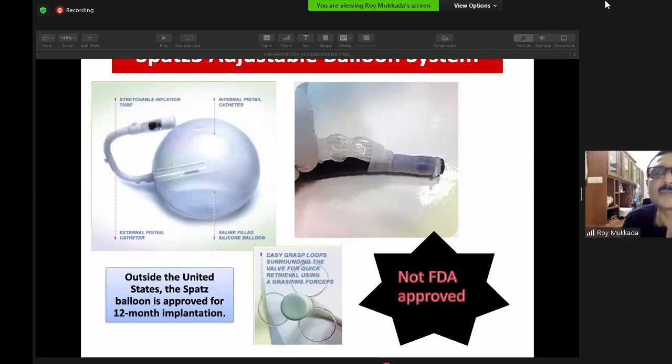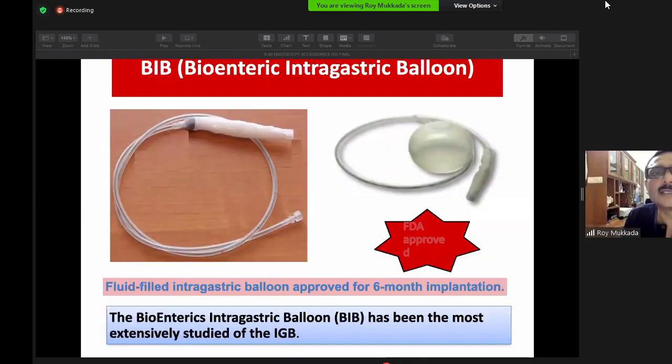Okay, this is an adjustable balloon. Then the Bioenteric intragastric balloon, which has been the most used one. The other advantage with Spatz is you can keep it up to 1 year, but these other balloons are only for 6 months. But this is FDA approved, whereas the Spatz is not FDA approved.